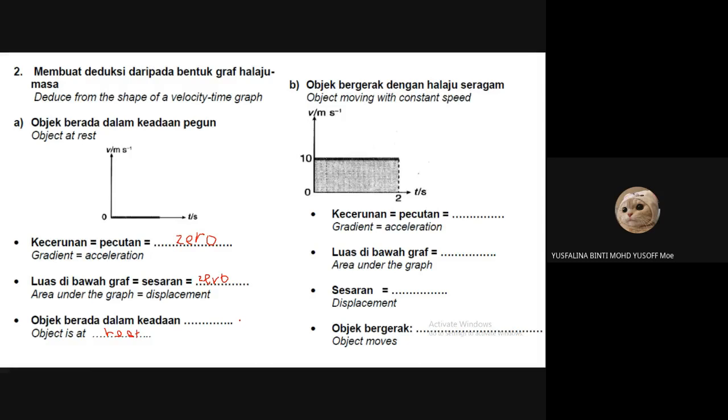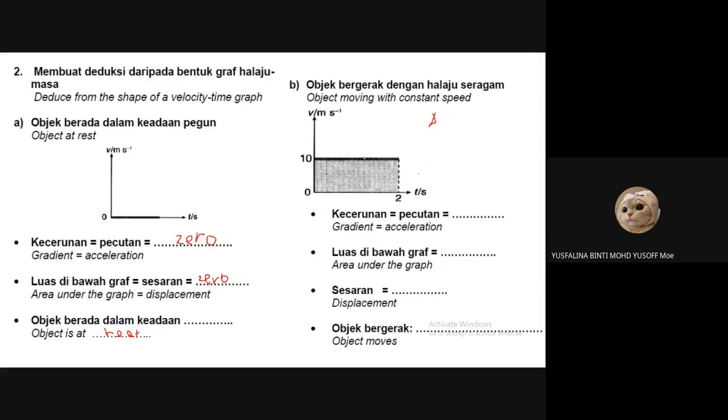For B, someone asked me just now about uniform velocity. If the velocity is uniform, the graph looks like this. You can see from 0 to 2 seconds, the velocity is 10 meters per second, so the velocity is constant. How about the gradient? Remember, for the gradient you must have a triangle. Can I draw a triangle here?